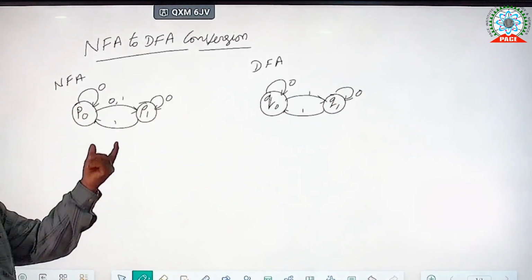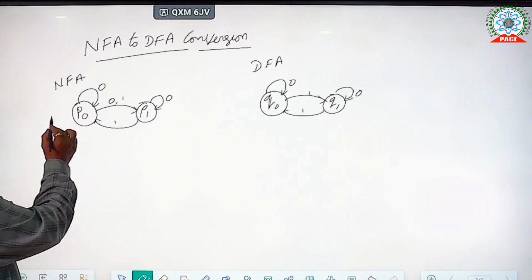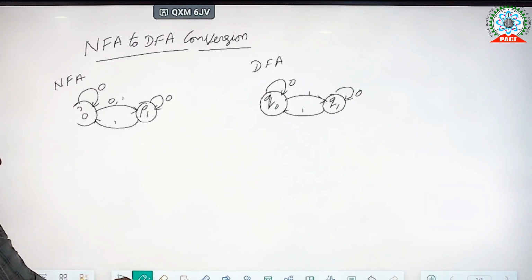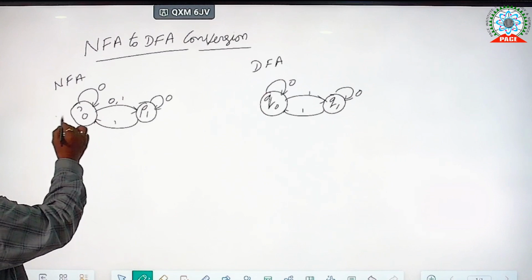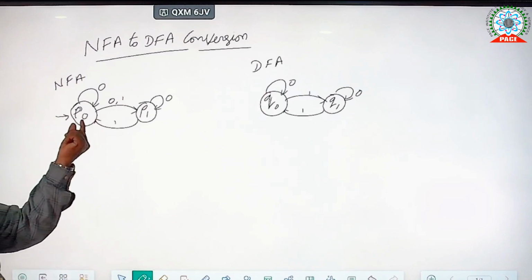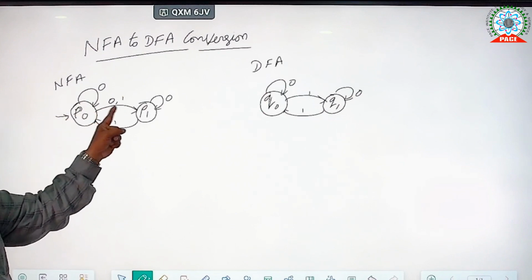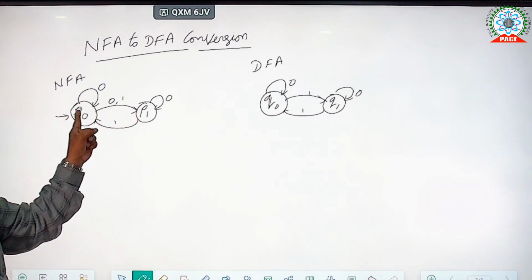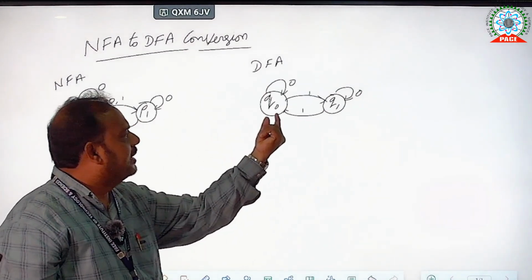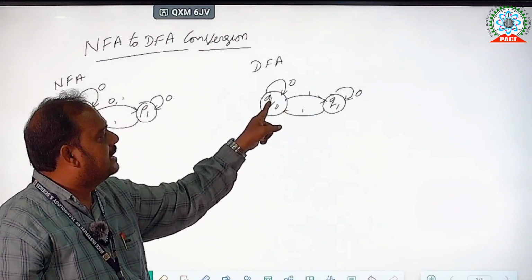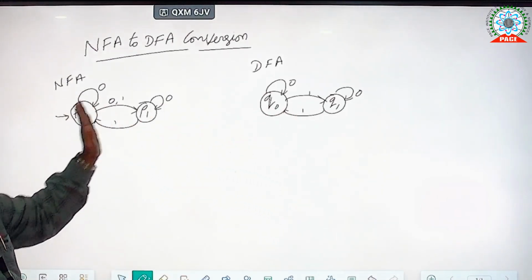If you observe the difference between the NFA and DFA, here P is the initial state. The state has a zero transition, and again a zero transition with P1, and P has a one transition with P1. In the DFA, Q0 has only one zero transition and a one transition with Q1. That is the difference between the NFA and DFA.